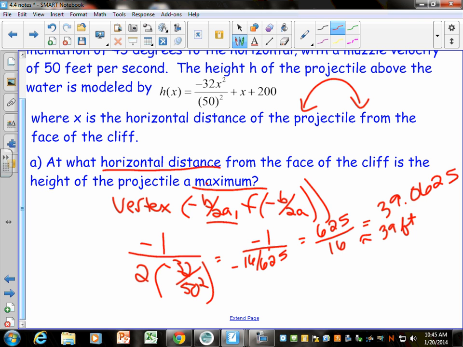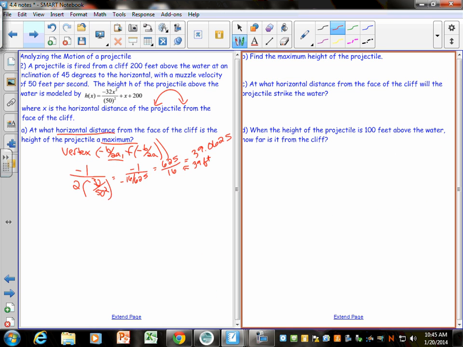Questions about that? The big thing about this is all stuff we've done. You just have to read it and know what you're talking about, whether you're talking about the x value of the vertex or the y value of the vertex. So look at the next one here. I think you have another page here, right? Part B says find the maximum height of the projectile. So if this is the x value, about 39 feet, how would I find how high that projectile actually went?